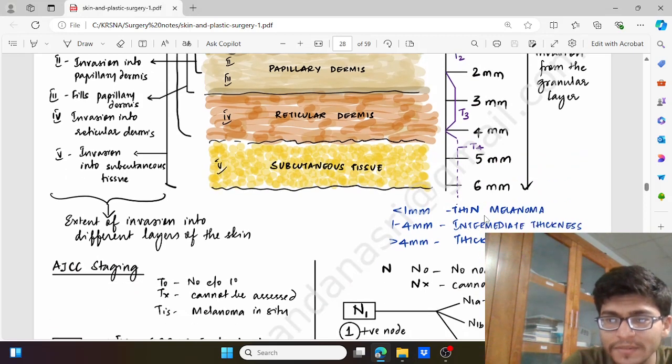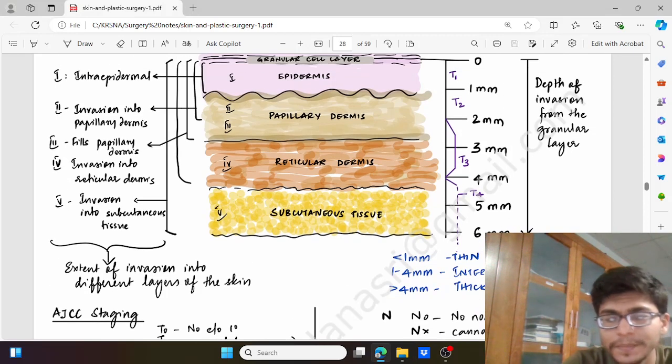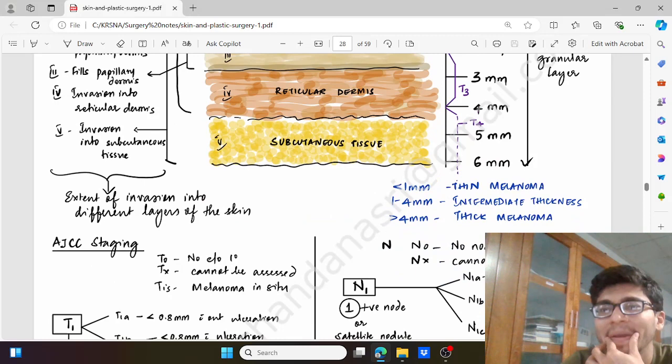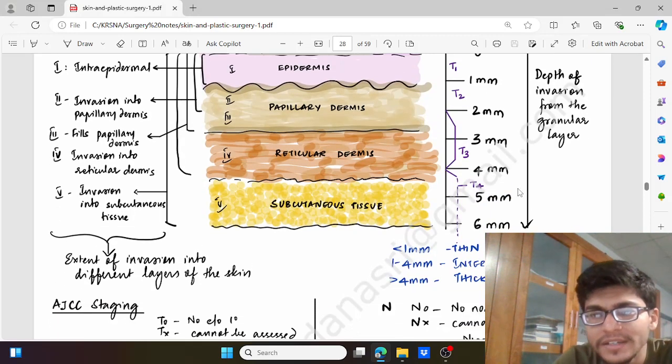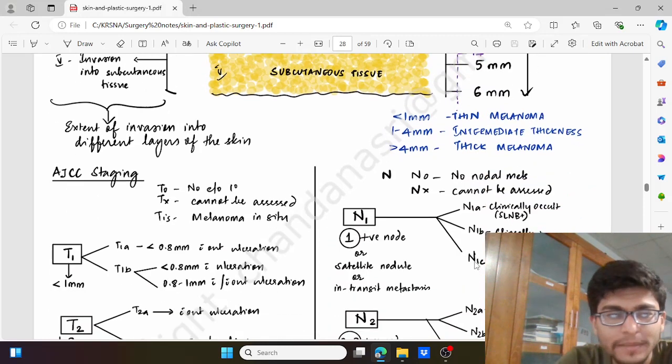So if it is less than 1 mm, it is called thin melanoma. 1 to 4 mm is intermediate melanoma, and more than 4 mm is thick melanoma. So we have to consider this. T1 will be thin melanoma, T2 and T3 will be intermediate melanoma, and T4 will be thick melanoma.